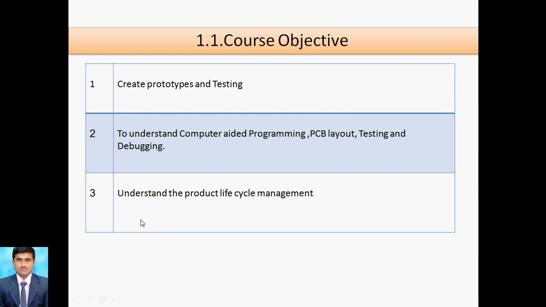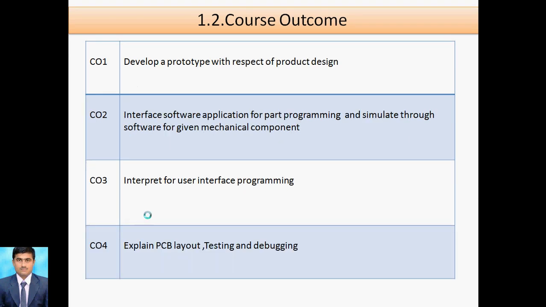So after completion of the course, some outcomes are there. So first course outcome is to develop a prototype with respect to product design. Then second course outcome is to interface a software application for part programming and simulate through a software for a given mechanical component. Then third course outcome is to interpret user interface programming. Then fourth course outcome is to explain PCB layout, testing and debugging. So this is all about the course outcome.